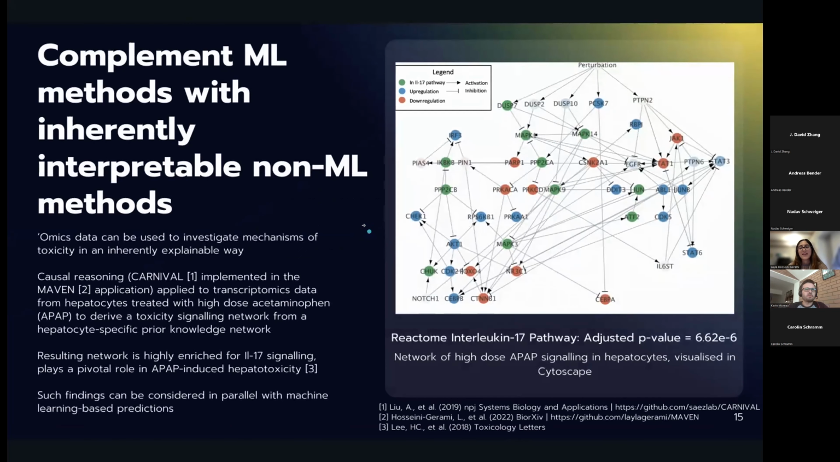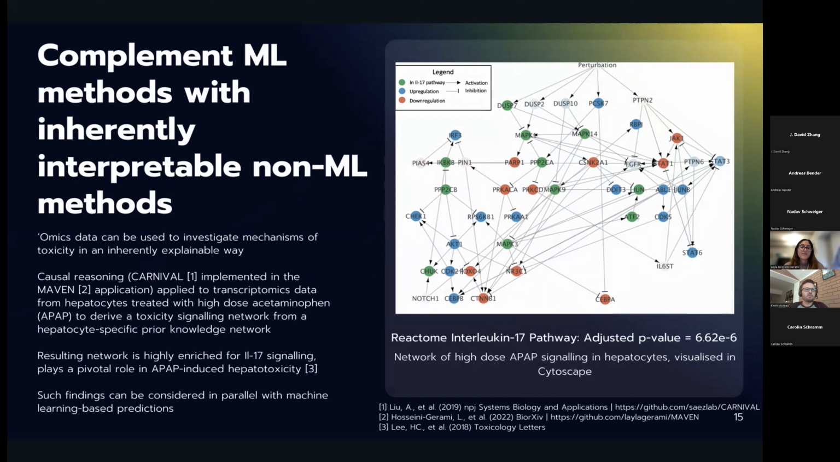So another way to mitigate against this issue is to, as well as using machine learning methods, complement them with inherently interpretable non-machine learning methods. So this is using things like omics data, which again is becoming more abundant and can be used to investigate mechanisms of toxicity, which we saw, for example, from Annika's talk.